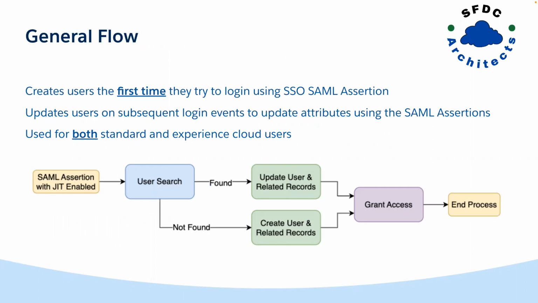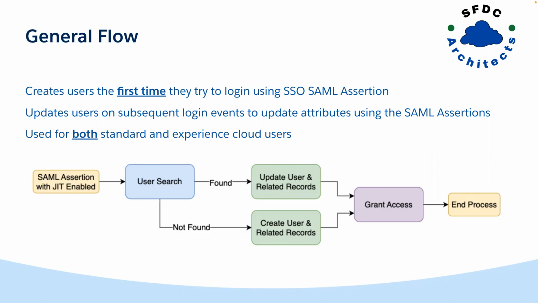When a user is first trying to access Salesforce from single sign-on with SAML, if they have never accessed the site before and it's the first time, they will be created as part of the flow. And after the first time, it's going to update the user if the SAML assertion includes any details about the user. It's used for both Salesforce org and for Experience Cloud users.